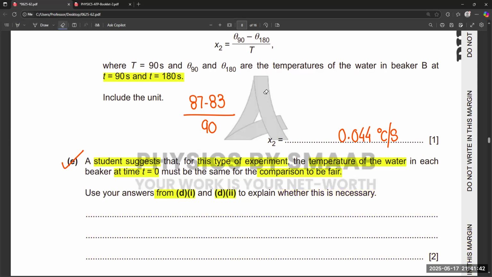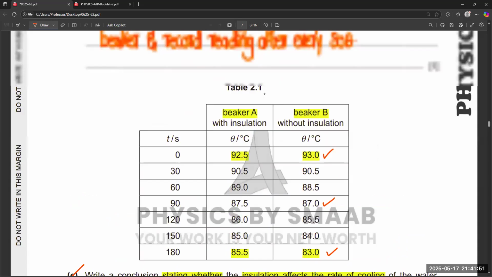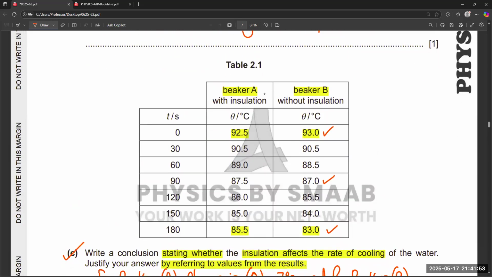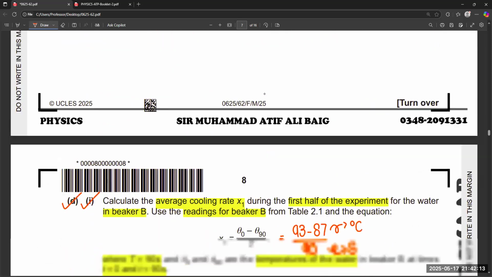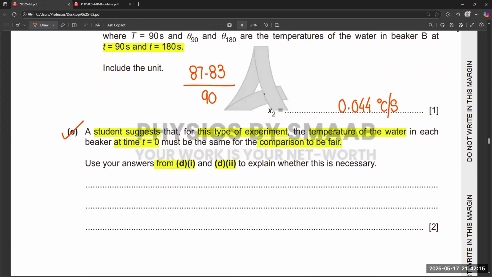Because we observe that in our table, the starting values are different. Beaker A starts from 92.5 and beaker B starts from 93. So the initial temperature is different. Because we are performing an experiment related to the decrease in temperature, the initial temperature must be the same, so we can easily compare how much the temperature drops from the starting point. So we say that yes, this suggestion is correct.